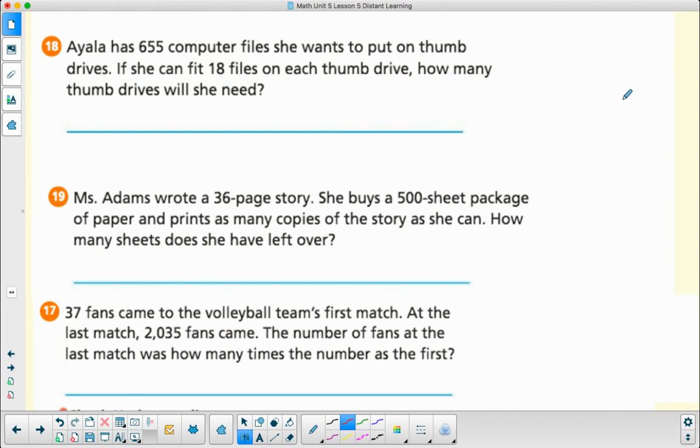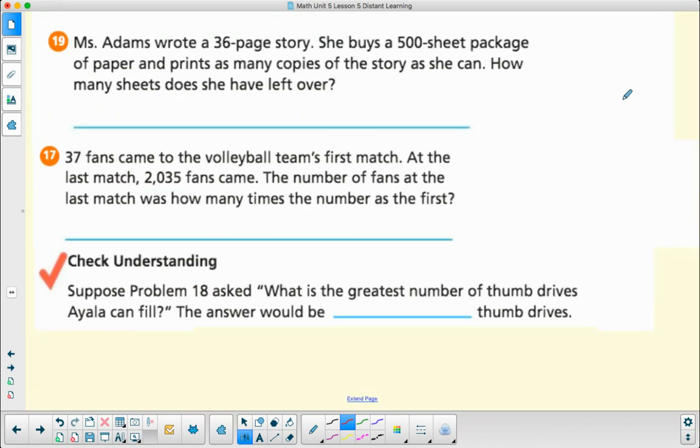17, 37 fans came to the volleyball team's first match. At the last match, 2,035 fans came. The number of fans at the last match was how many times the number as the first?